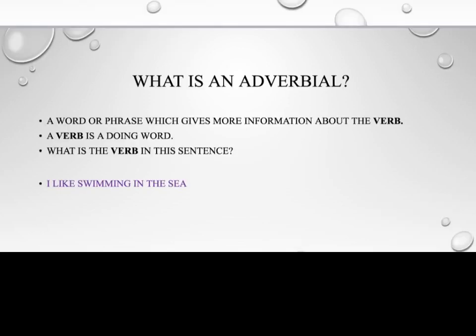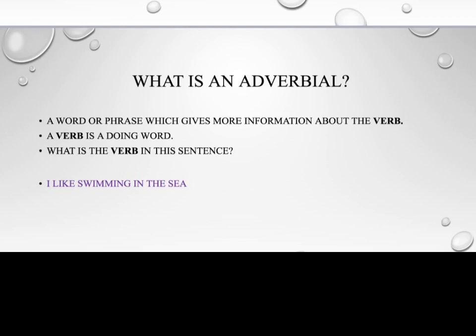So first of all we need to consider what is an adverbial. And we use them all the time in our writing, but sometimes we just forget some of the terminology, so it's always good to remind ourselves. So an adverbial is a word or phrase which gives more information about the verb. A verb, of course, is our doing word, so it's an action or a doing activity.